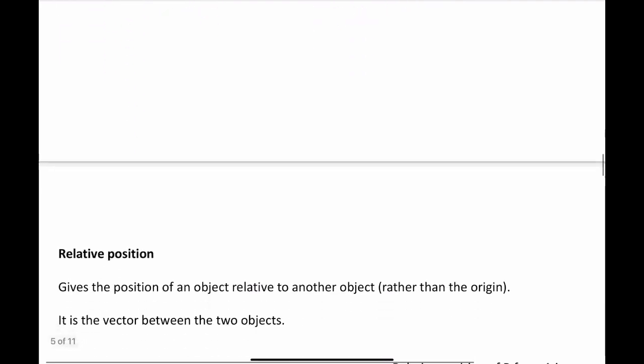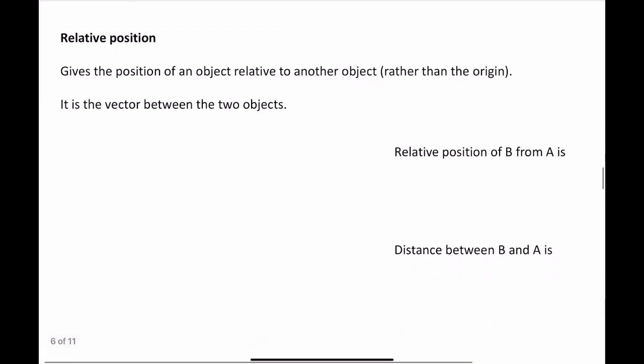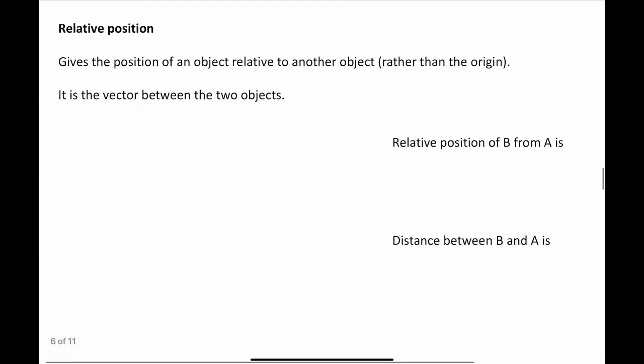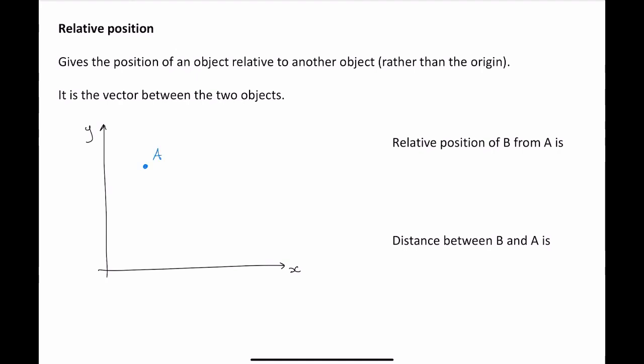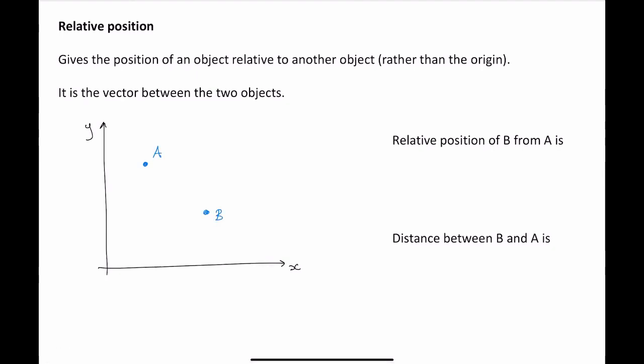The last little thing to do with velocity is relative position. Again, this is nothing new, it's just a different application of what you've already seen. The relative position gives the position of an object relative to another object, rather than position vectors, which give the position relative to the origin. Anytime you can draw your vectors on a diagram, it's incredibly useful. Let's say we've got some object A here and some object B here. Each of these objects has a position vector relative to the origin, a position vector of A and a position vector of B. And I'm interested in the relative position.